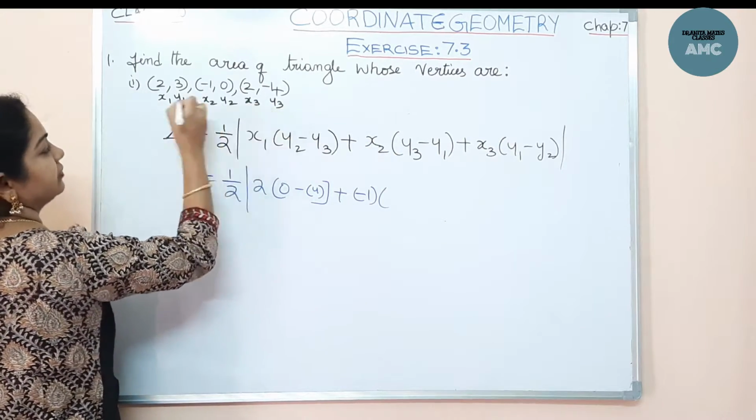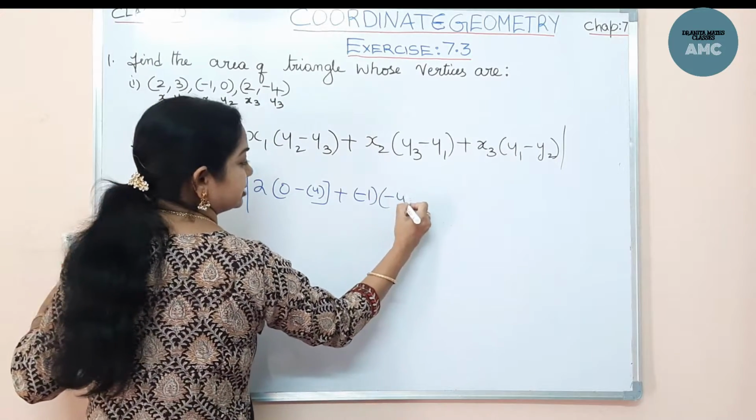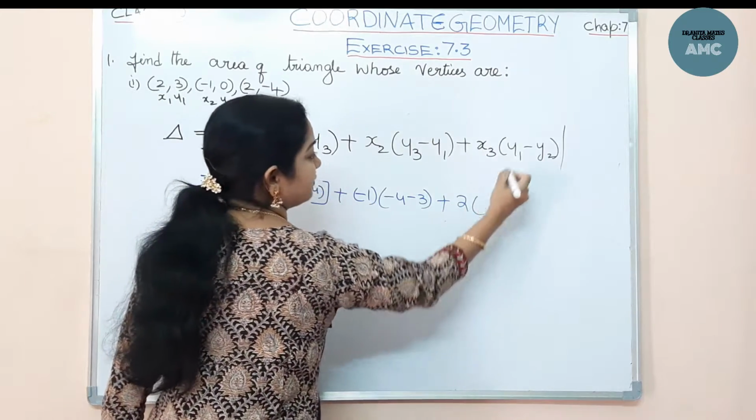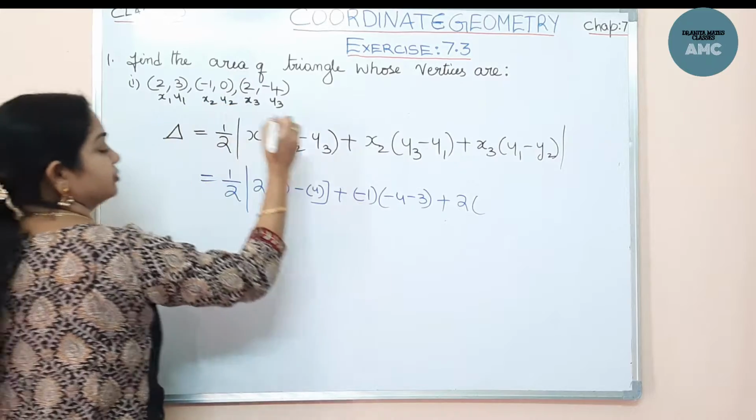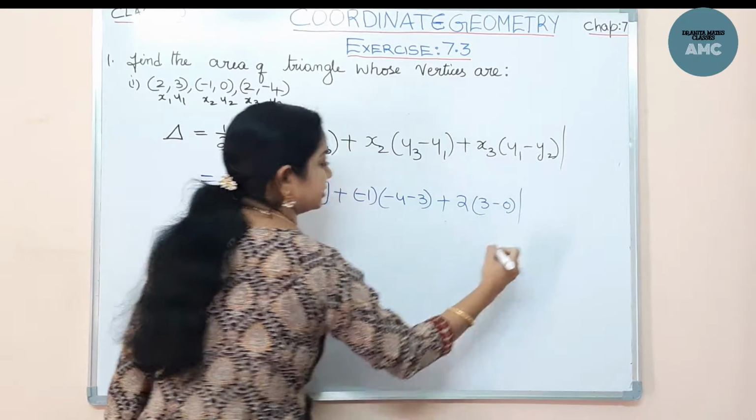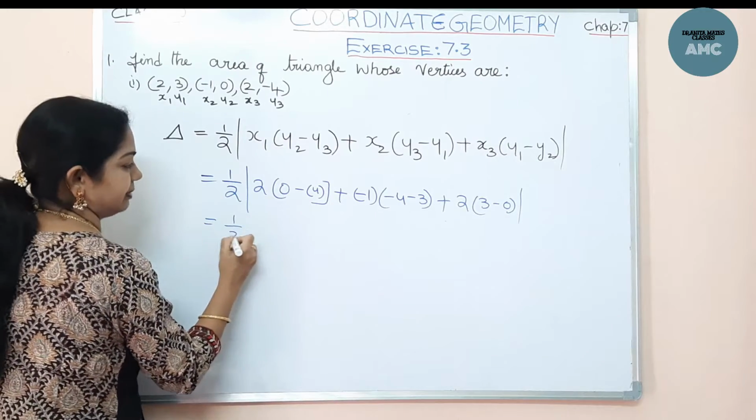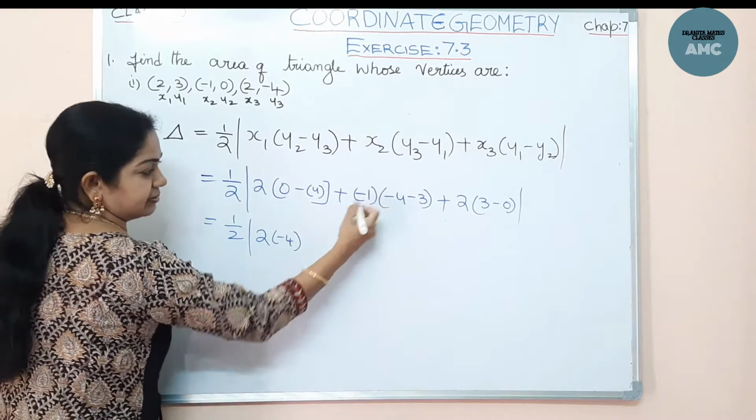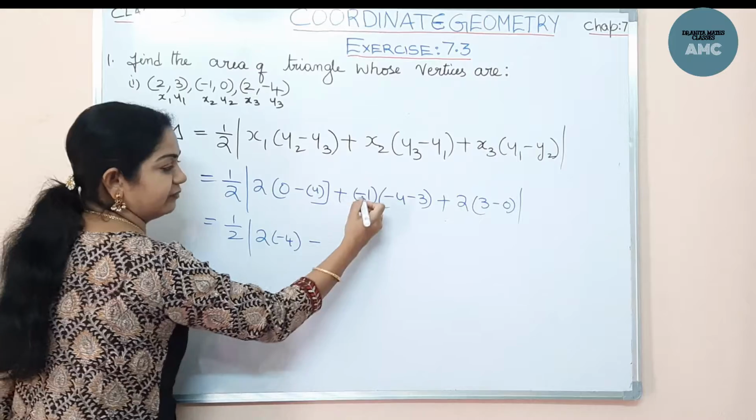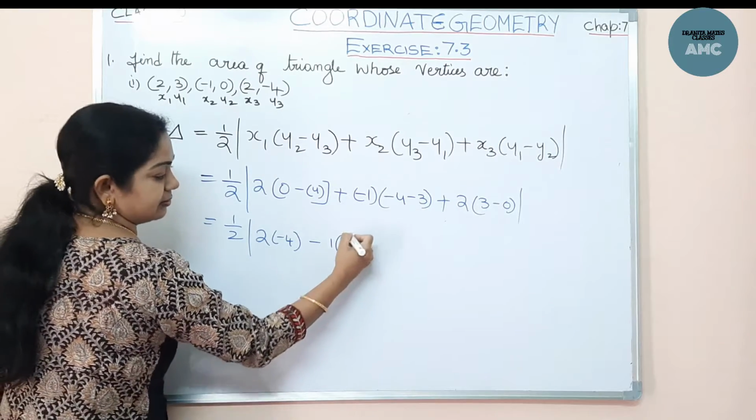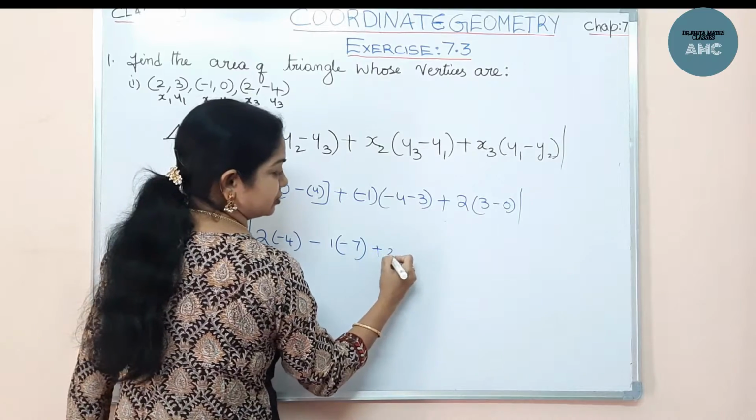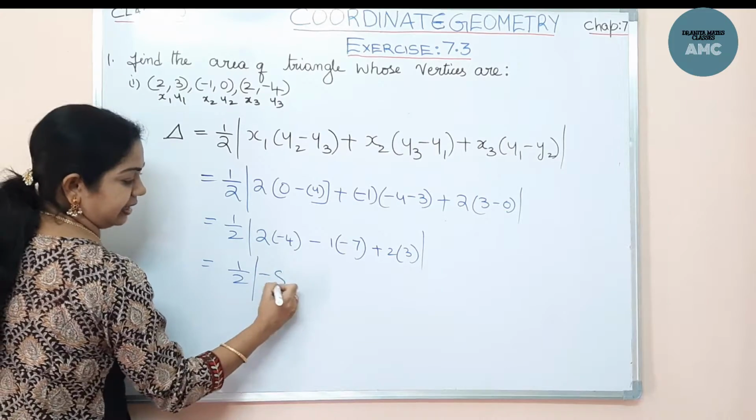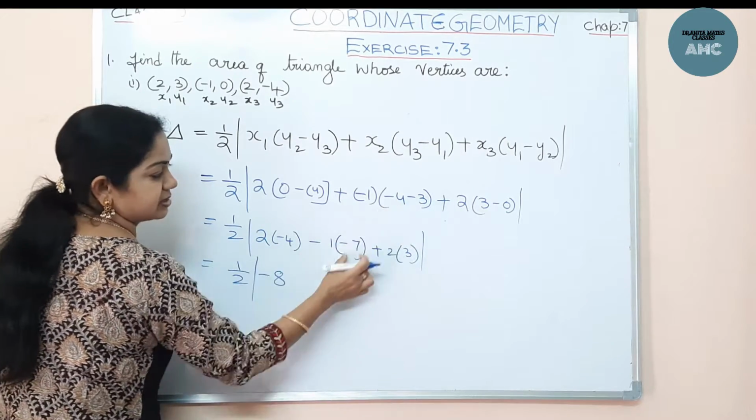y3 minus y1, that is minus 4 minus 3, right, plus x3 value is 2, into y1 minus y2, 3 minus 0, right here. Now we will do the simplification. 2 into 0 minus of minus 4, that is plus 4, and minus 1 into minus 4 minus 3 is minus 7, plus 2 into 3. So this comes to half, 8, minus 1 into minus 7.